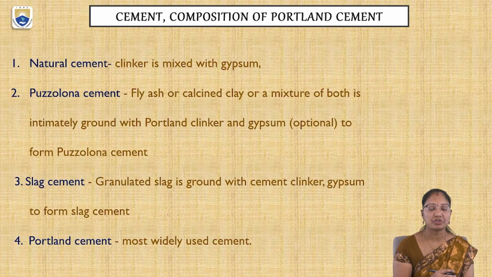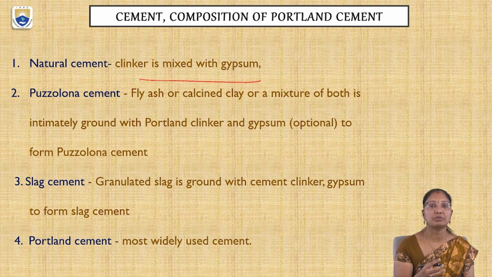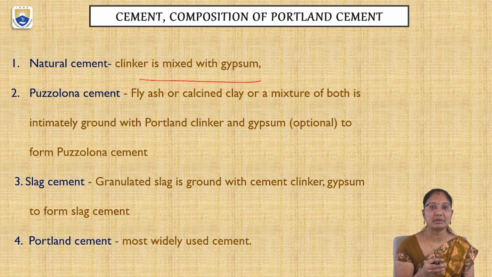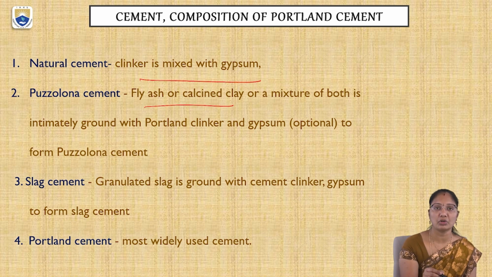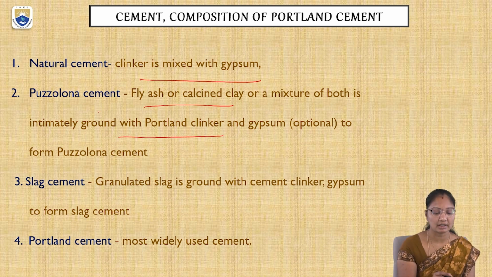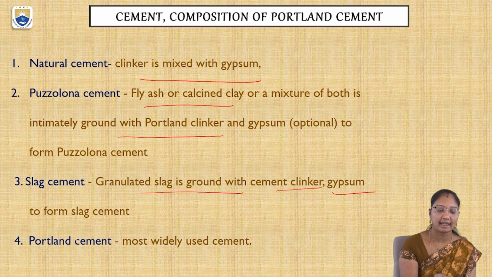Coming to natural cement, clinker is mixed with gypsum. Clinker is nothing but the granules of the cement. Pozzolana cement is a mixture of fly ash or calcined clay, or a mixture of both, which are intimately ground with clinker and gypsum. Coming to slag cement, granulated slag is ground with cement clinker and gypsum to form slag cement.